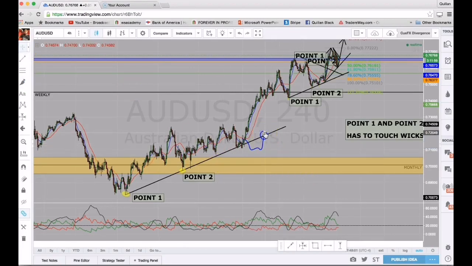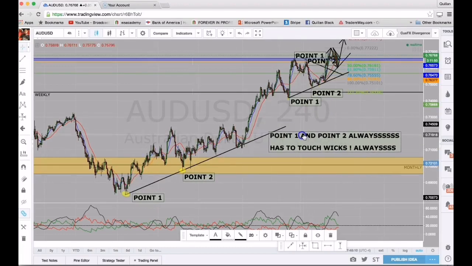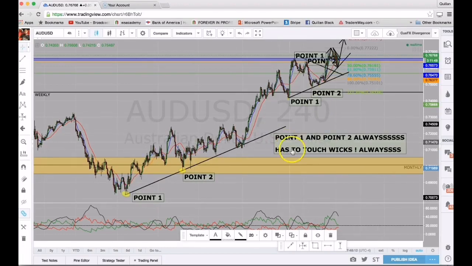Okay, so overall, that was a quick video just to show you guys how to draw your trend lines. Point 1 and 2 are the main points that have to touch wicks always. You could draw them on your hour chart if you need to, but for your overall markups, you could do it on a 4-hour chart or a daily chart, and then go from there.